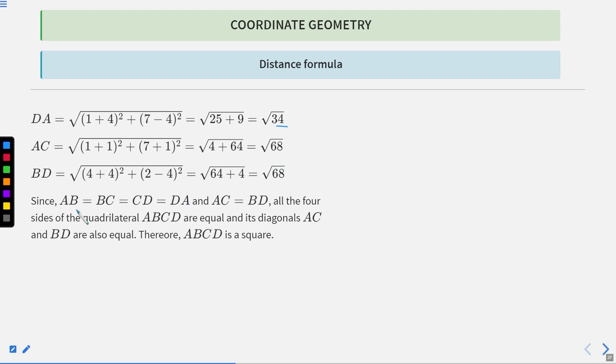Okay, so here AB, BC, CD, and DA are equal. Okay, so all sides are equal, and here the diagonals AC and BD are also equal. So the 4 sides of the quadrilateral ABCD are equal, and its diagonals AC and BD are also equal. Okay, so therefore ABCD is a square. So ABCD is a square.